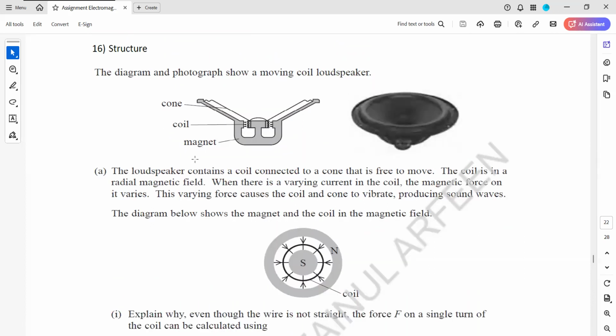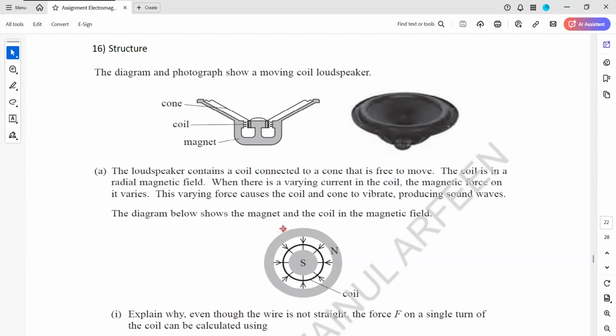In the diagram, the loudspeaker contains a coil connected to a cone, as you can see here, which is free to move. The coil is in a radial magnetic field. As you can see, this wire is there in a radial magnetic field, and there's a varying current in the coil. The current is continuously changing. The magnetic force is also varying, and this varying force causes the coil and the cone to vibrate, producing a sound. That's how the sound is produced.